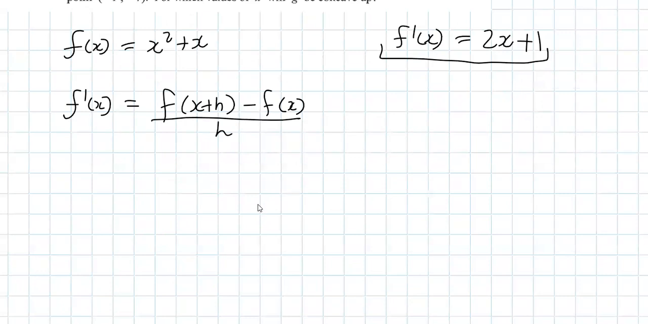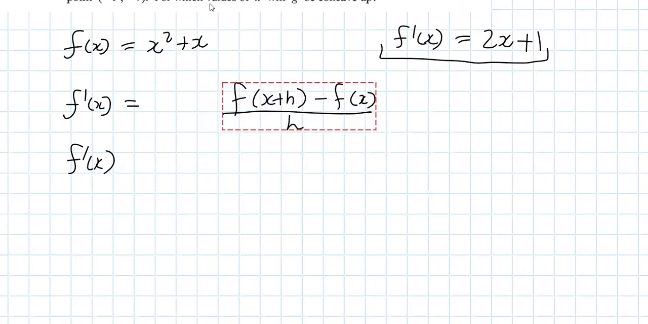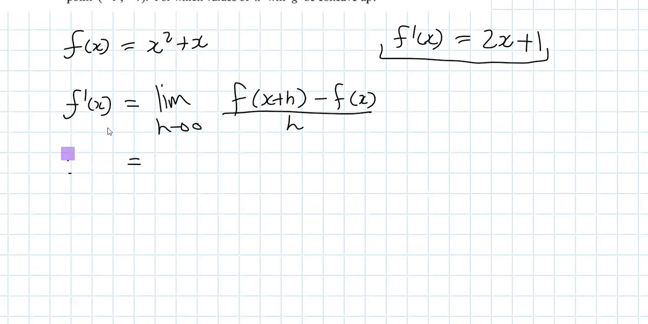So let's start. F dash of x. Excuse me, I forgot my lim. Don't forget your lim. Our limit is as h tends towards 0. Okay. We don't have to write f dash of x each time. Let's just use one equal sign.